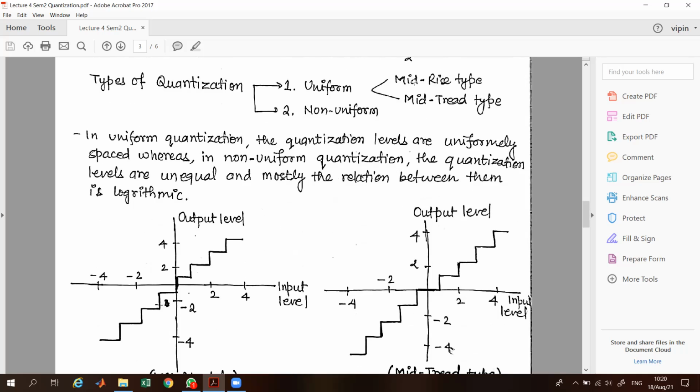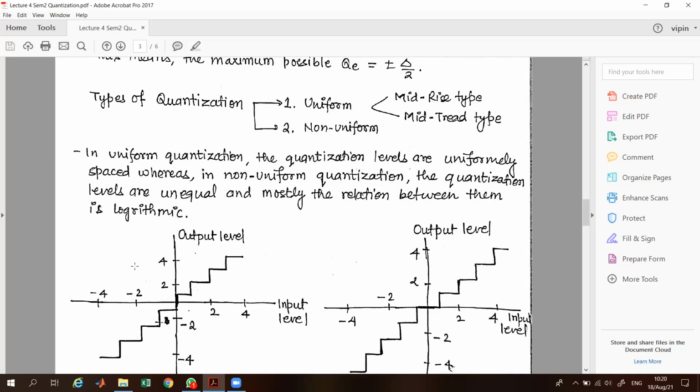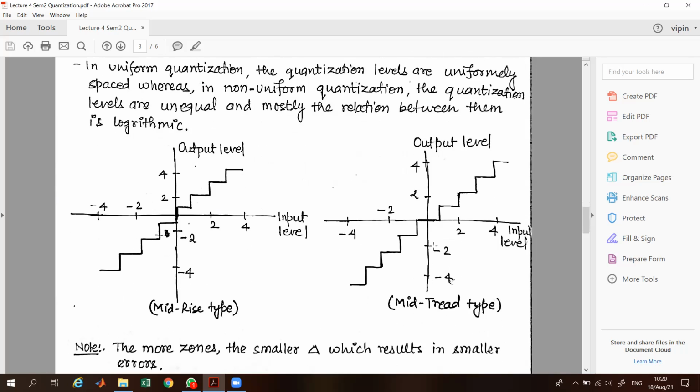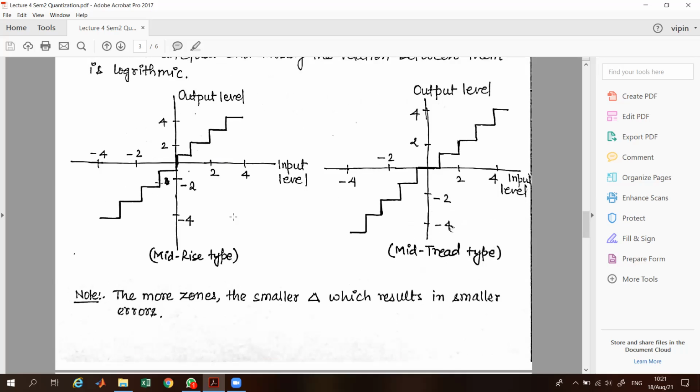Now, we have two types of uniform. One is your mid-rise type. Mid-rise type means you will start from 0, and whatever the range here is, start from the middle of it and go up in the staircase. In the mid-tread type, the quantization starts from the middle of the first step, not from the origin, and it goes up with the same step difference as we were using here. The difference lies only in where they start.